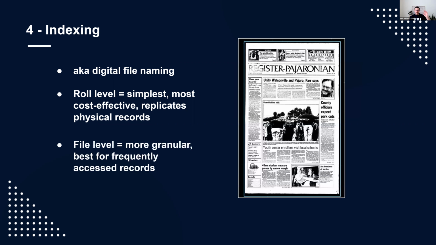Then there's file level, more granular. It could be best for frequently accessed records, meaning you're getting into these a lot and you don't want to worry about finding them on a roll. Even though it's quicker than the physical film, you still think, I just want to go straight to it. So in this case, sticking with newspaper microfilm, file level would be the issue date. So we'd actually capture not just the title here, but we'd find the year, the month, the day, and then tag all that. And then we'd basically break that roll up into a multi-page file, let's say, that's named by the issue date. You might have a 10, 20-page file called Register Pajaronian, January 1st, 2023. Boom, here's your 10-page file. That's file level indexing.